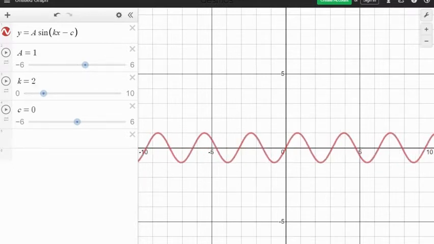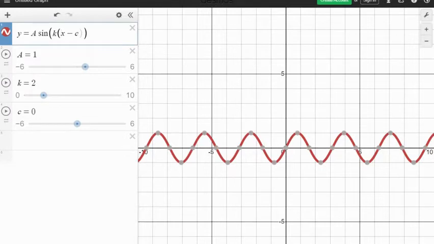But I'm going to change the form of my equation. Instead of kx minus c, I'm going to put that x minus c in parentheses. I'm going to call this the factored form. This scale factor, that k value that determines our period, has been factored out of the parentheses. And so now, watch what happens when I move the c value.